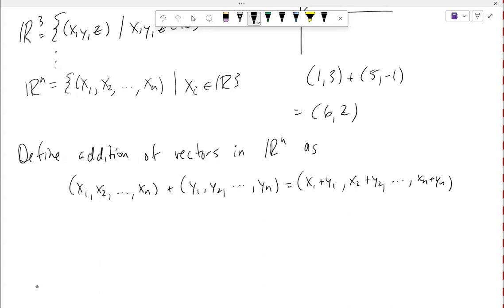And add the components together. Basically what we're saying here is there's nothing particularly special about doing two ordered pairs or ordered triples. We can just do it for as many components as we want.